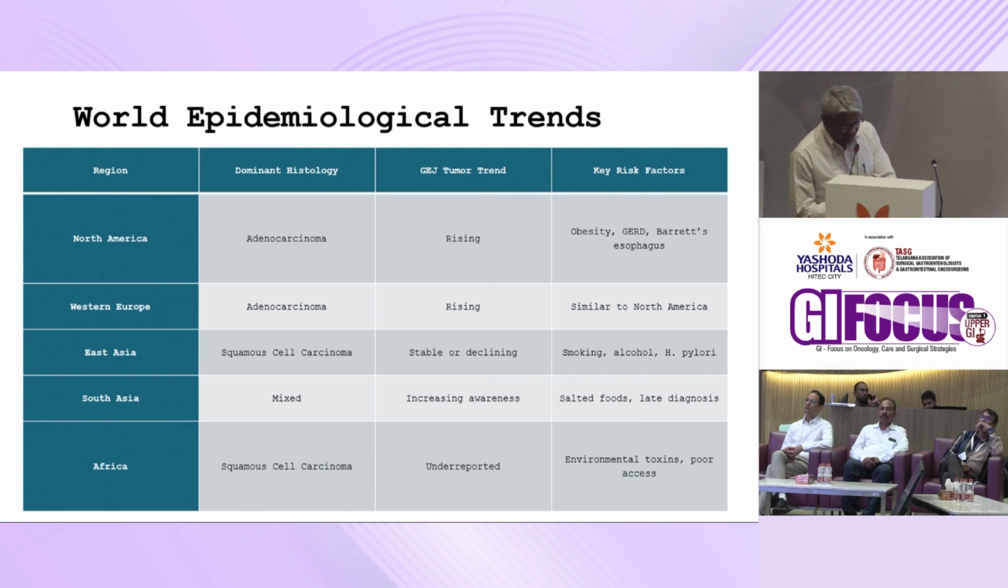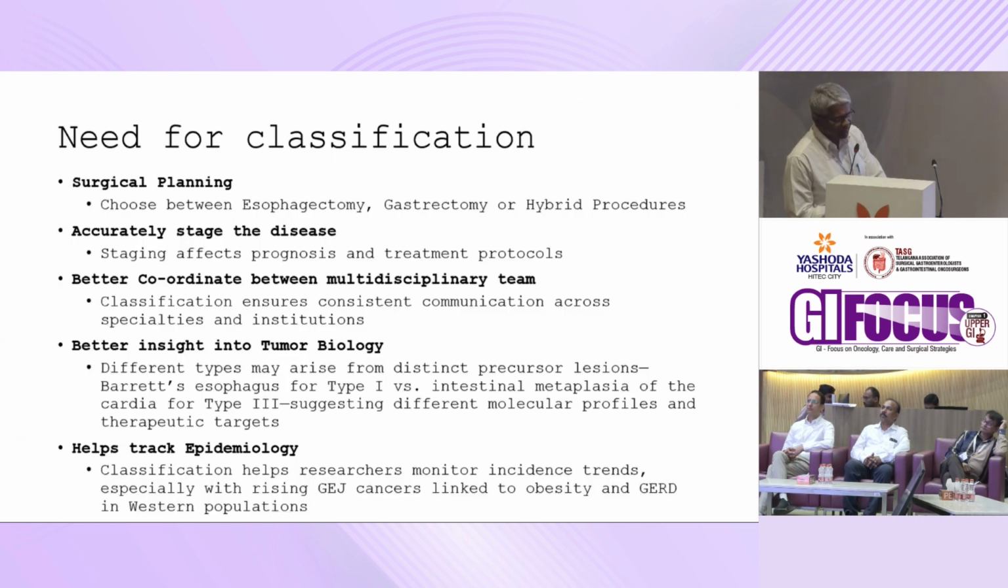Epidemiologically, we see that most of the North American and Western areas are dominated by adenocarcinomas. Obesity, GERD, and Barrett's are the risk factors. In East Asia and Africa, it is squamous cell carcinoma. In South Asia, where we stand, we see a mixed tumor. And the trend is again increasing because of the increased awareness.